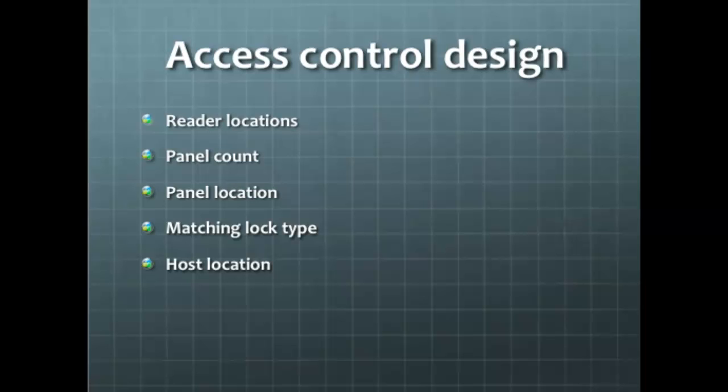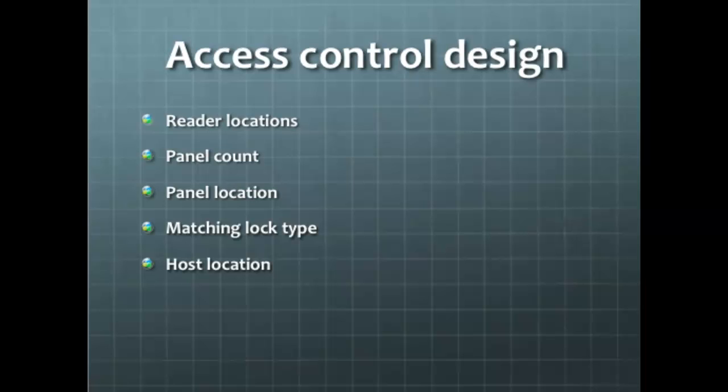And the next overlay is going to be access control design. Now, this is not nearly as hard as you think, because really you're going to pick out reader locations. You're going to determine how many panels you need. And we know for this course, we're using a 2-reader panel, which is the most basic one you can get. So for every 2 readers, you need to have 1 panel. You're going to think about the panel location. You want to keep your cable runs as short as possible.